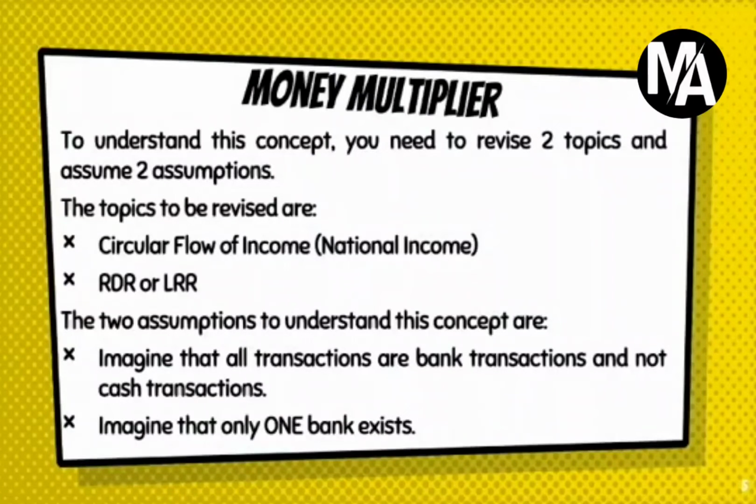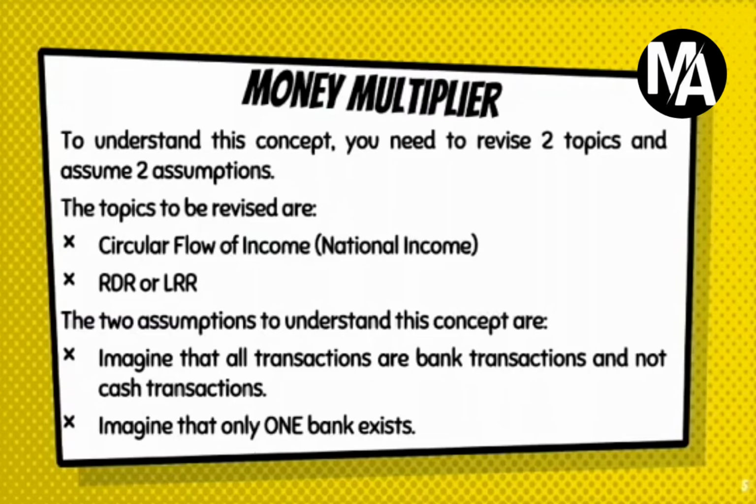So first of all, to understand the money multiplier process, we have to revise two topics. The first topic we have to revise is the circular flow of income. For that, you can check out my YouTube channel in the video National Income, where I've explained the circular flow of income, where money changes hands from sector to sector. The second topic we have to revise is the reserve deposit ratio, also called the legal reserve ratio, and it is there in the second video of Money and Banking. Please check out my channel for that.